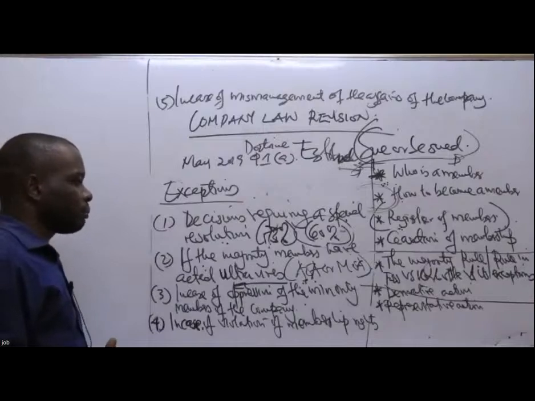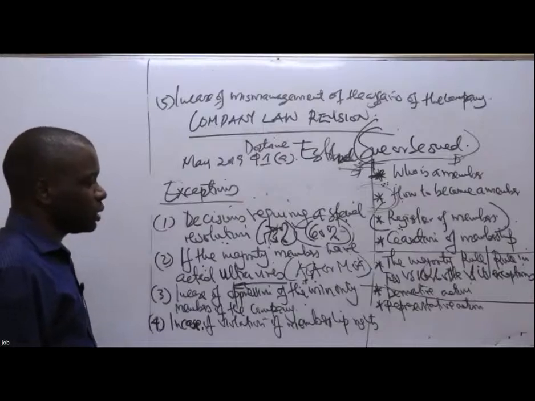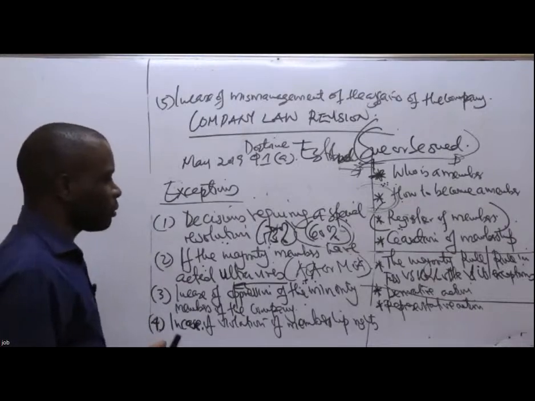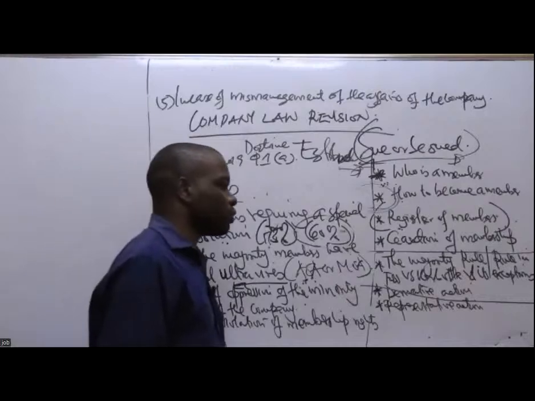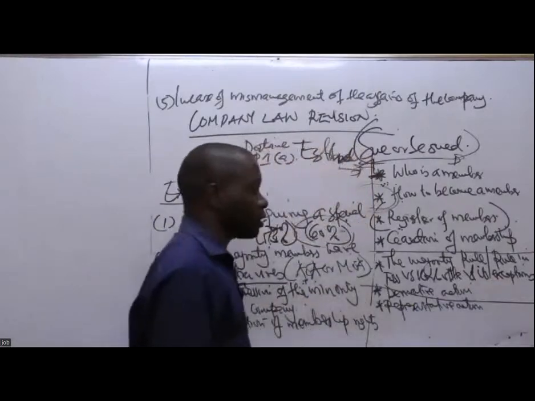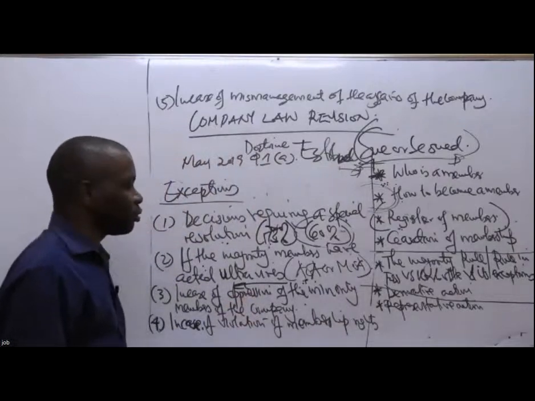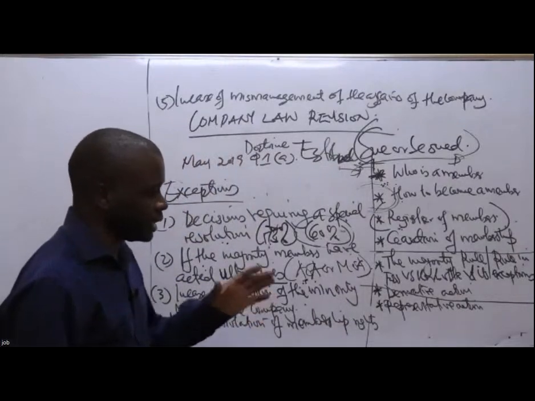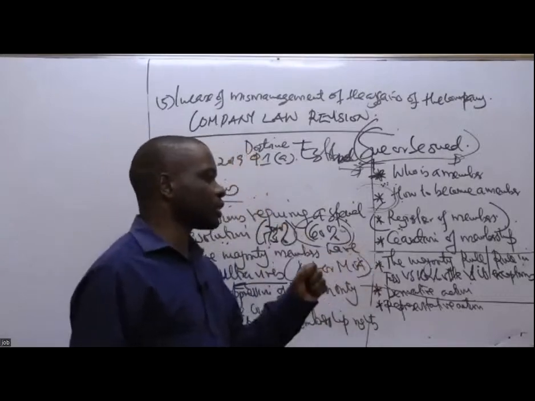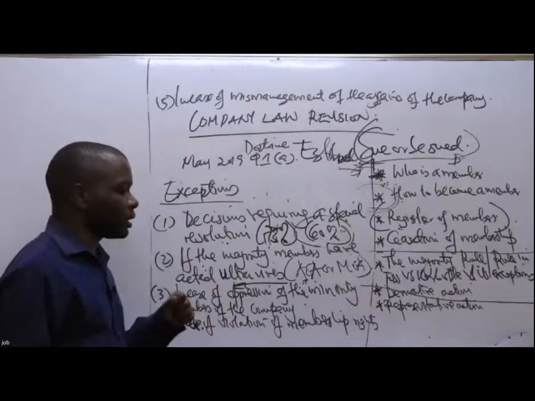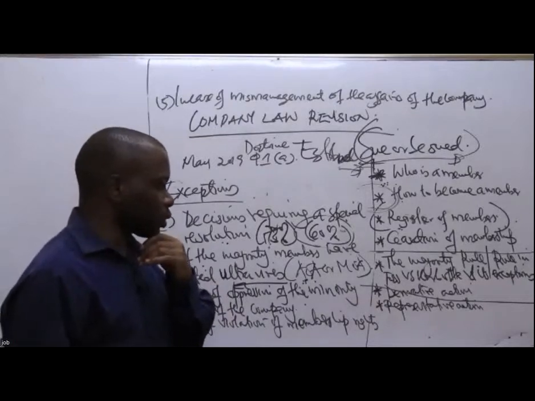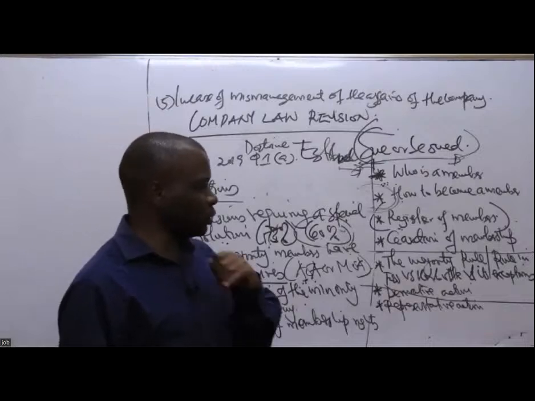So that is basically what we mean by the majority rule, or the rule in Foss versus Harbottle. It is one of the major rules under company law, and of course it has its exceptions. So you can't afford to walk into an exam room without having a clue of what the majority rule is. That is the majority rule, or the rule in Foss versus Harbottle. That is what you need to be able to know about the majority rule.